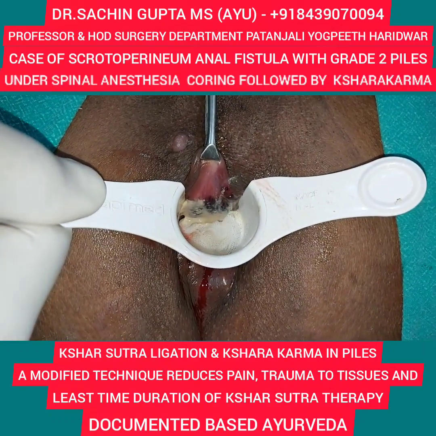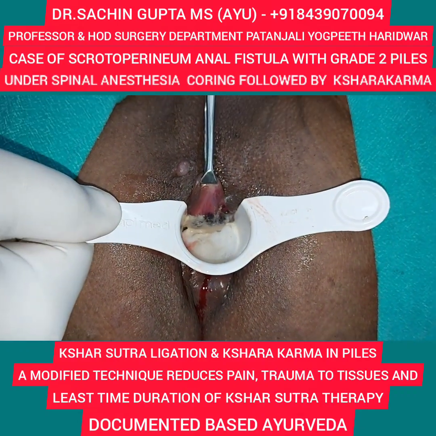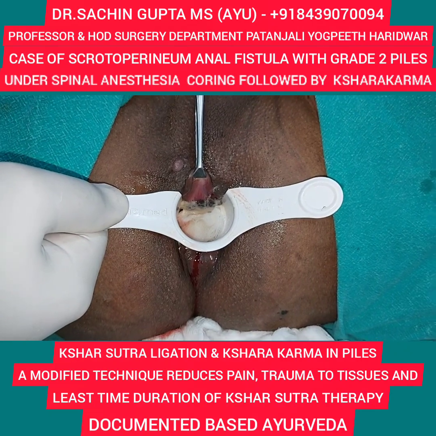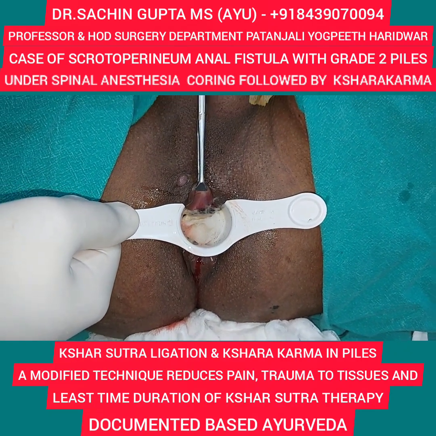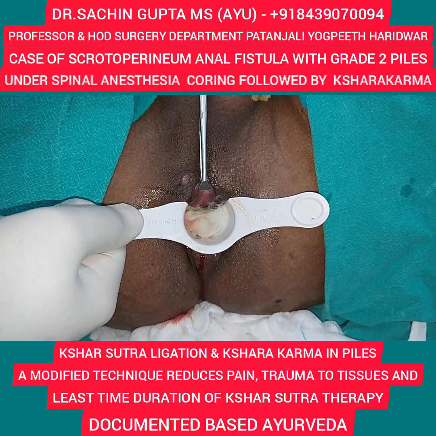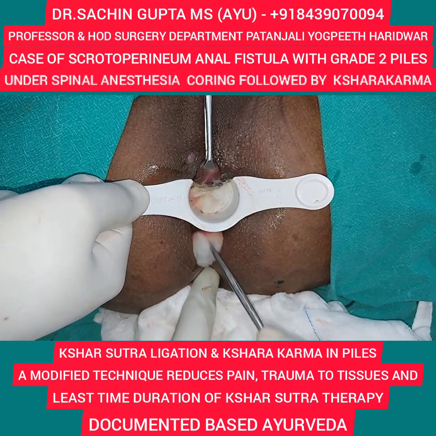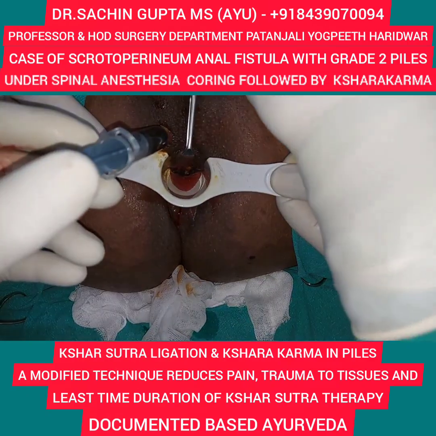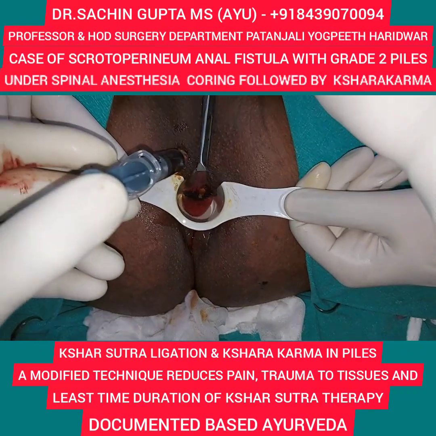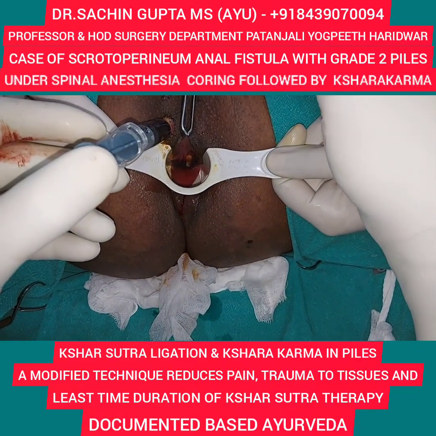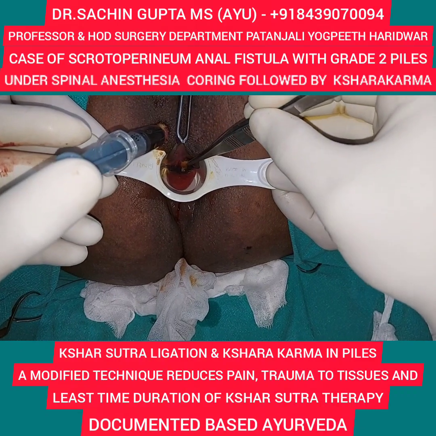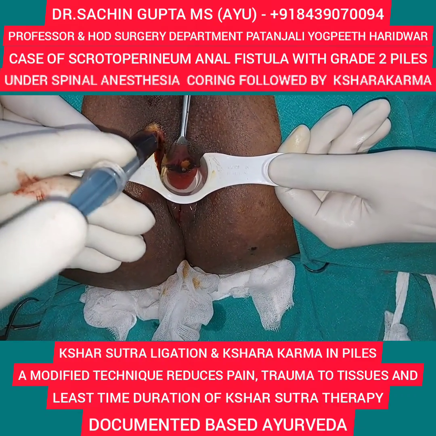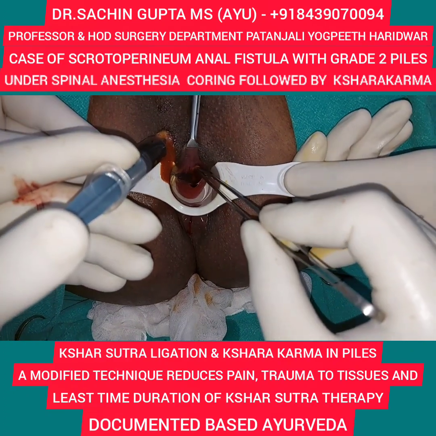See the action. There is immediate necrosis within its application. So this is the Sushruta explanation in text, that is Shara Karma in hemorrhoids. So we can state this fistula as a scrotoperineal anal fistula. You can see with the help of dye test, as the dye is coming from 12 o'clock.